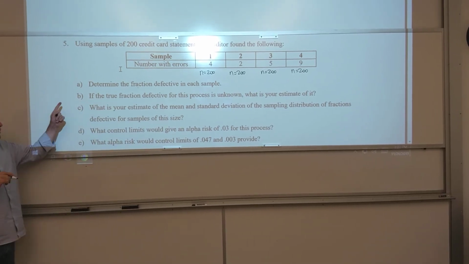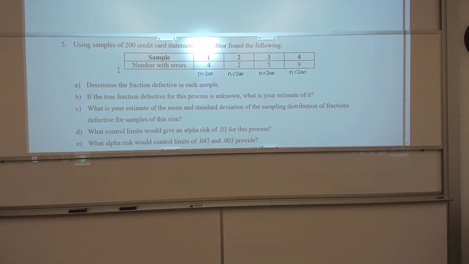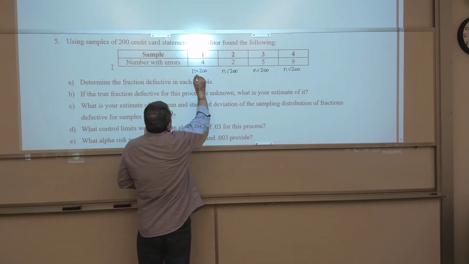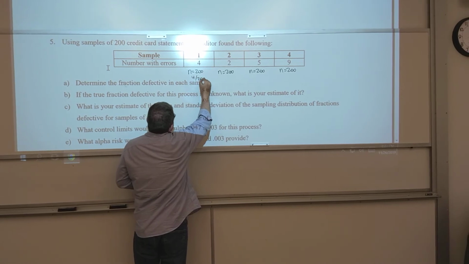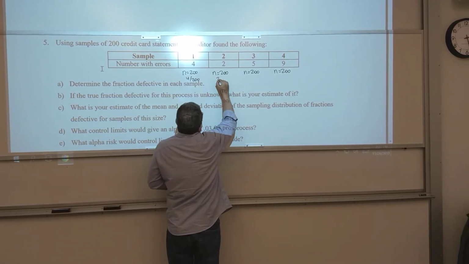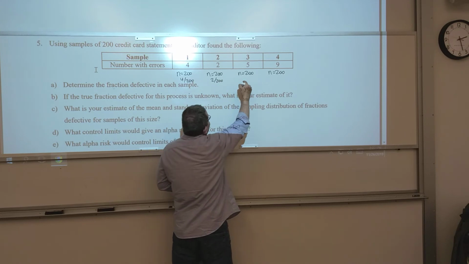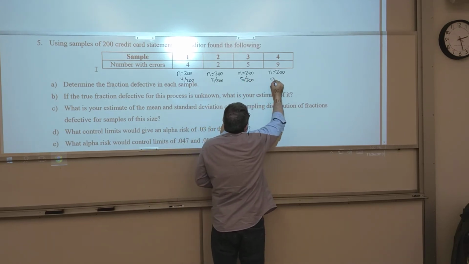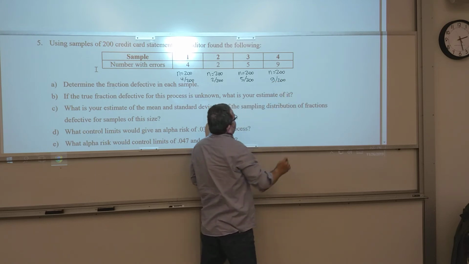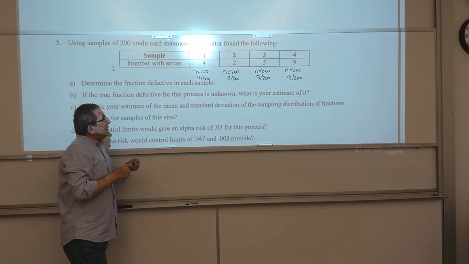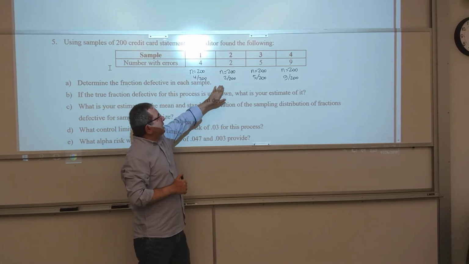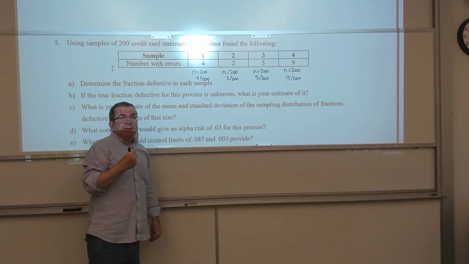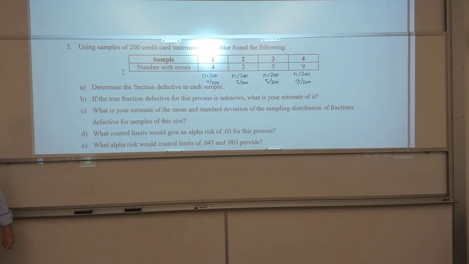So determine the fraction defective in each sample. That's fairly easy. Here, 4 divided by 200. Here, 2 divided by 200. Here, 5 divided by 200. Here, 9 divided by 200. So this is what fraction of each sample has defective credit card statements.